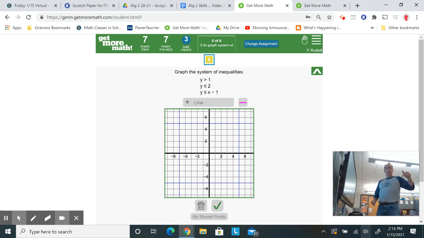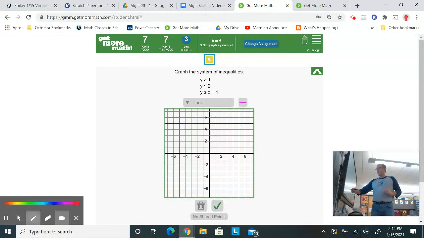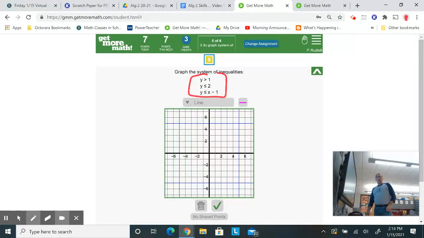All right, in this video, we're going to show you how to solve a system of three inequalities by graphing. So notice we have our system up here. We have y is greater than 1. We have y is less than or equal to 2. We have y is less than or equal to x minus 1.